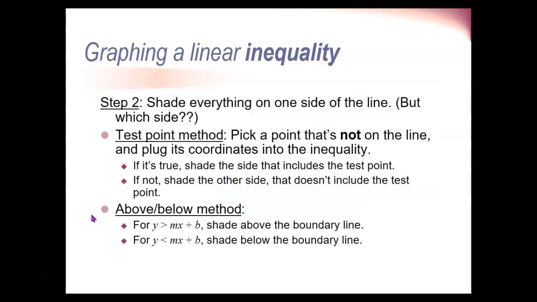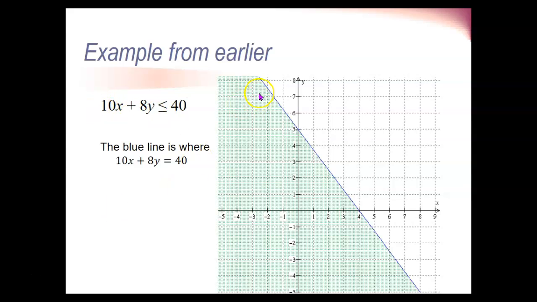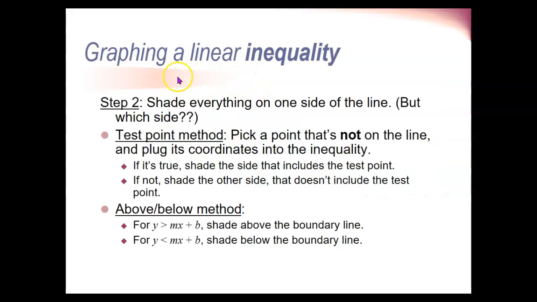And then, in the example we were looking at earlier, the boundary line was the line where 10x plus 8y was equal to 40. And I do want it to be a solid line because we are including the points where it's equal, where 10x plus 8y is equal to 40. Notice it says less than or equal to. Then step 2 is to shade everything on one side of the line. But you just have to figure out which side of the line to shade.